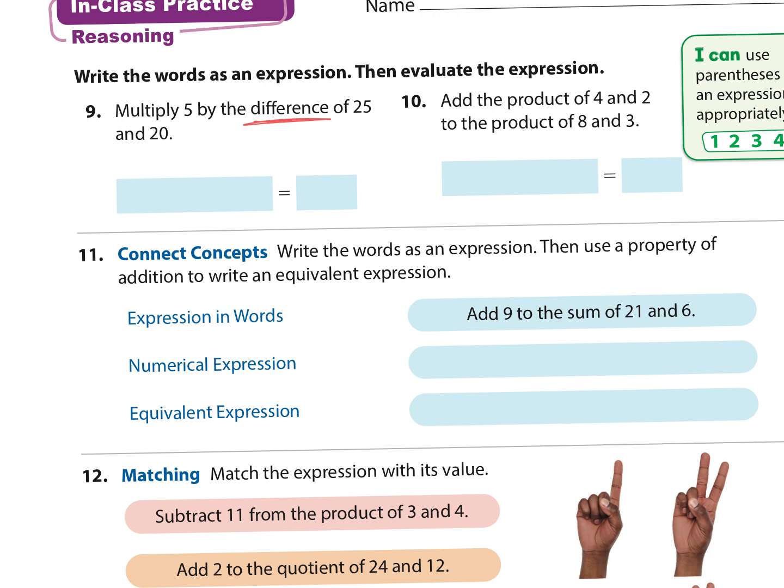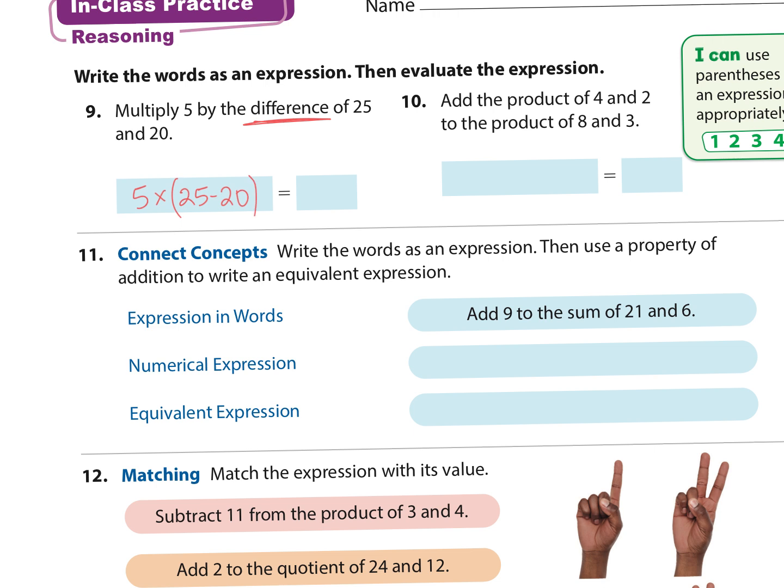So I am going to find the difference of 25 and 20. So I know I'm doing 25 minus 20. But before that, it says multiply 5 by. So then I'm going to do 5 times 25 minus 20. Now, if I leave it like this, the problem that I have is I'm doing 5 times 25 first, right? I want to multiply 5 by the difference of 25 and 20. So what do I need to do to fix this? Yep. Parentheses around the subtraction problem.